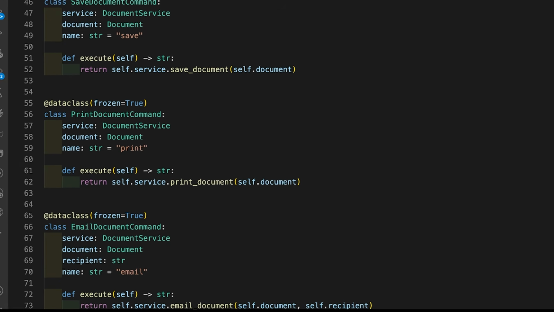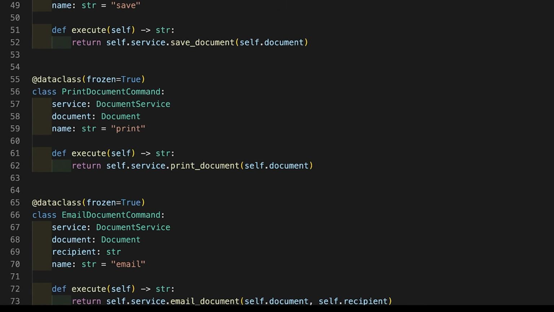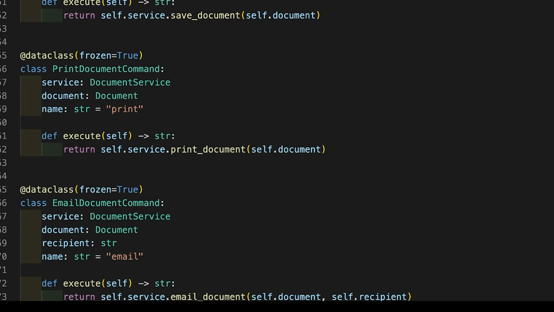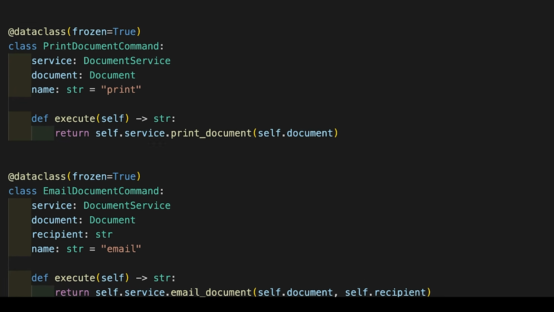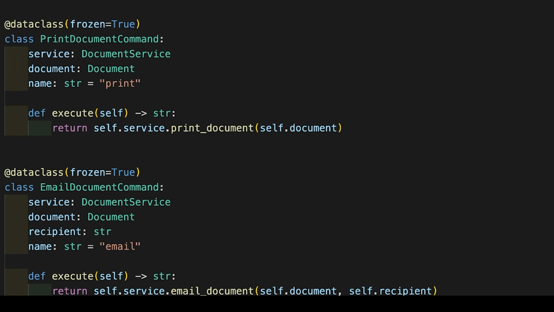Now the action has identity, it has structure, it has boundaries, and it has meaning. The action exists before execution. It's persistent, and that's profoundly different. Now the system can queue actions or log actions. It can replay actions and inspect actions. It can validate and undo actions. Because behavior is no longer transient, behavior becomes an artifact.